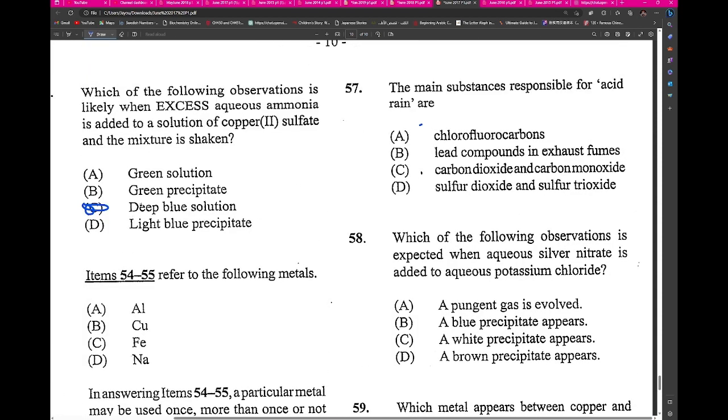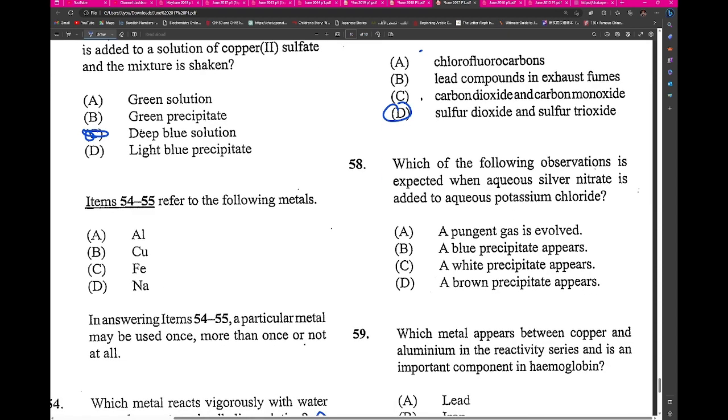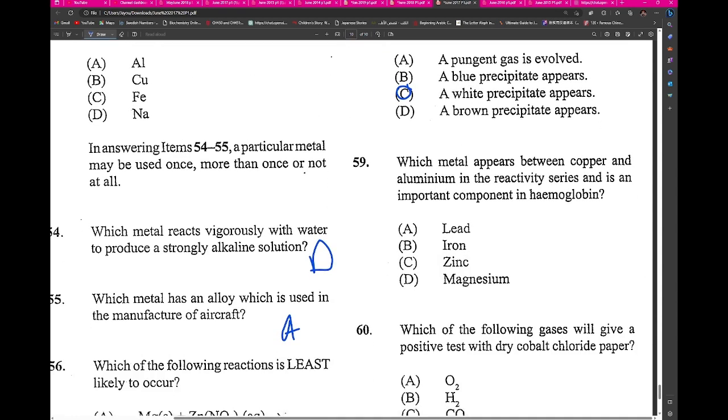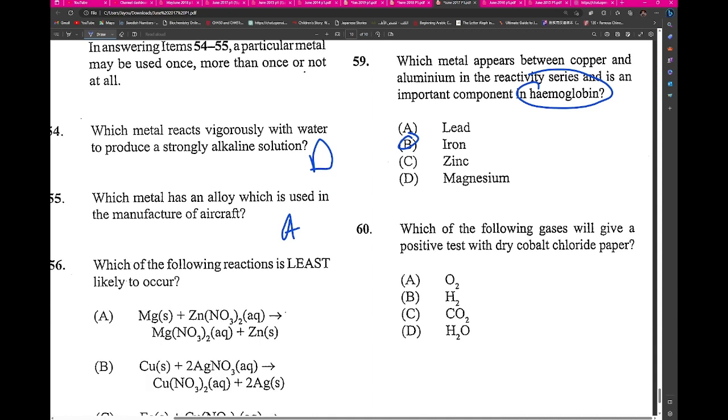The main substances responsible for acid rain would be sulfur dioxide and trioxide. Which of the following observations is expected when aqueous silver nitrate is added to potassium chloride? Right? We're going to have a white precipitate. Which metal appears between copper and aluminium in the reactivity series? And this gives it away. Hemoglobin, iron. Which of the following gases will give a positive test with the dry cobalt chloride paper? Remember, it will be water.